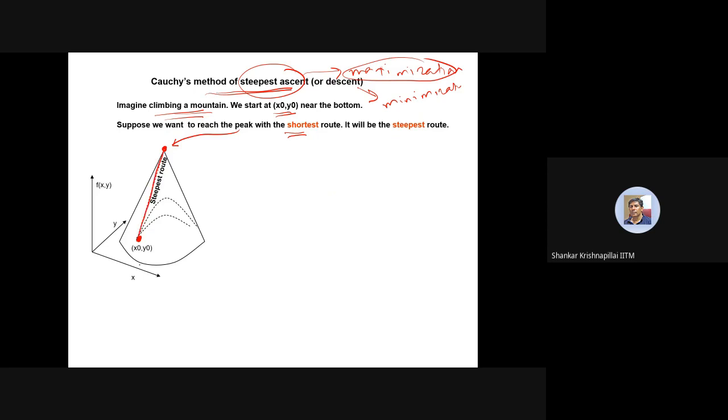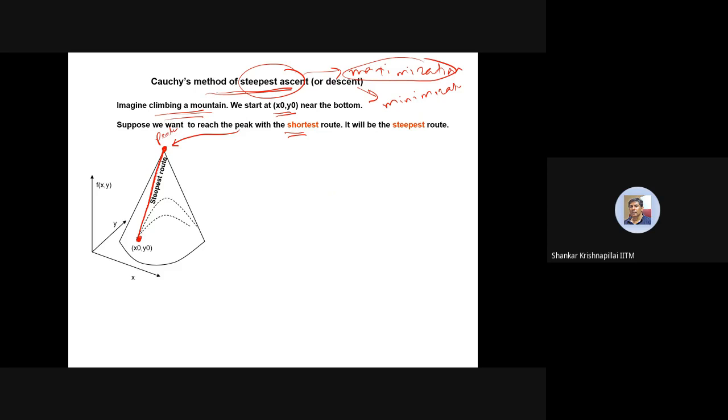Also, because this is a symmetric objective function, the steepest route will take you to the peak. For a symmetric objective function, this is actually a cone, symmetric about the vertical axis. So in the case of symmetrical objective functions, the steepest route will take you to the peak.